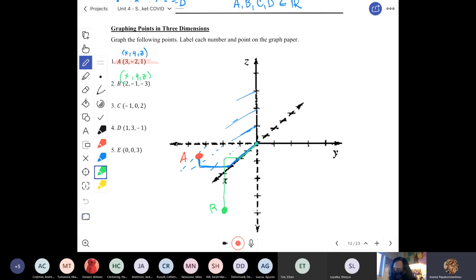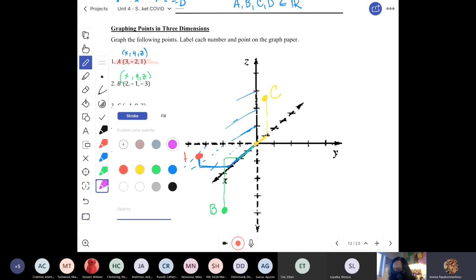Okay, now let's try C. Let's try to graph C. From the origin, where am I going? In the x direction, I'm going -1, right? So I'm going back on the x-axis. And then am I going left or right? No, because y is 0, so I'm not going left or right, but I am going, what? Up 2, so 1, 2. So there is C.